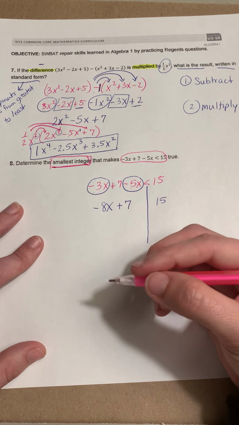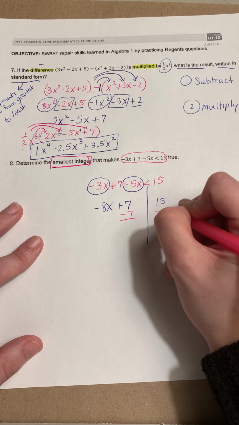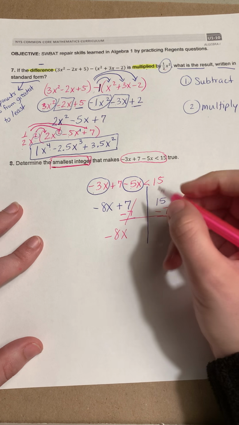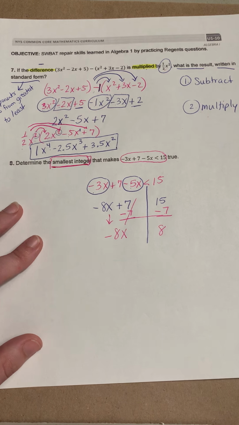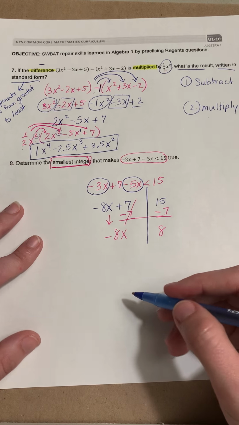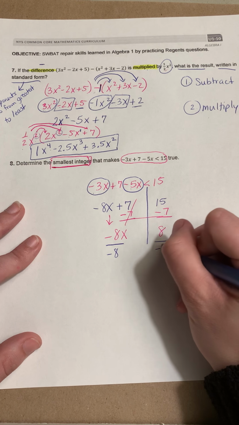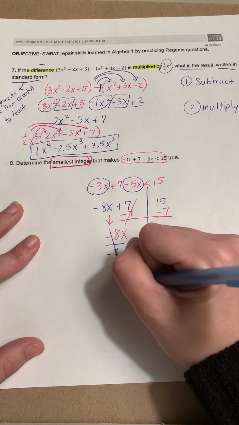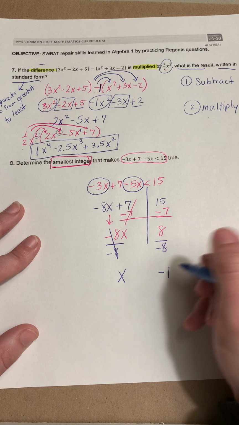Now, it's really just solving just like we solve equations. -7, inverse operations. Bring down the -8x. 15 minus 7 is a +8. Still don't have x alone yet. I need to divide this -8 out. Divide on both sides. This cancels. Bring down my x. 8 divided by a -8 is -1.